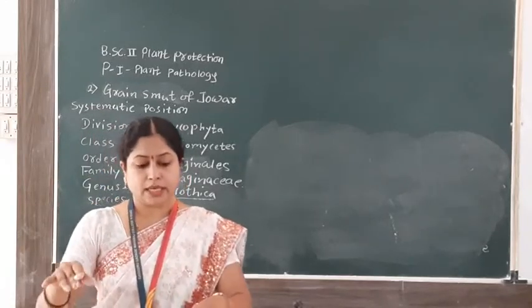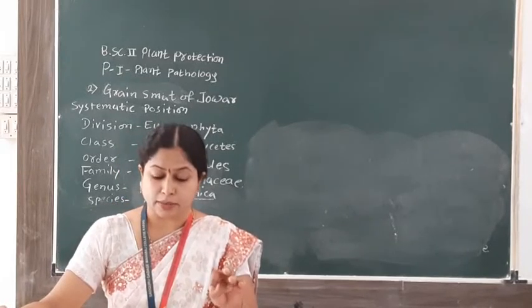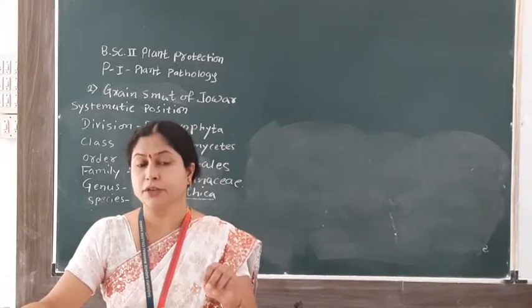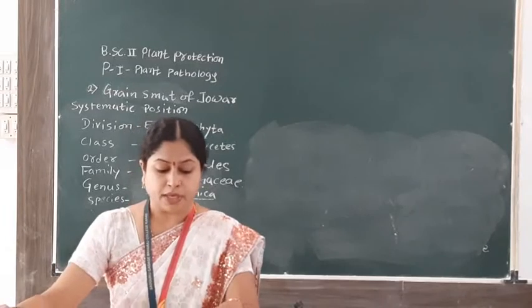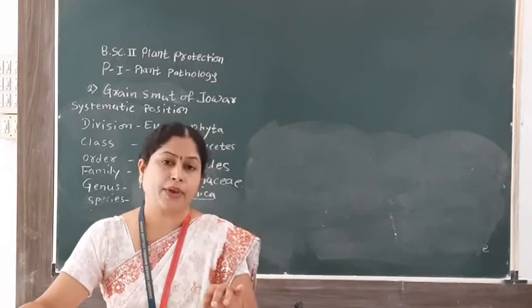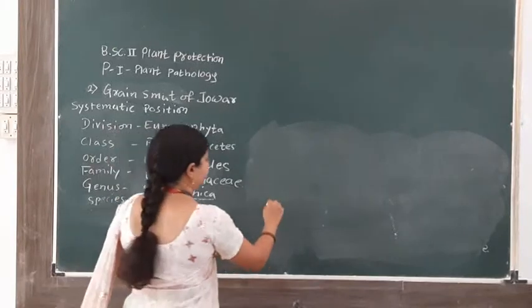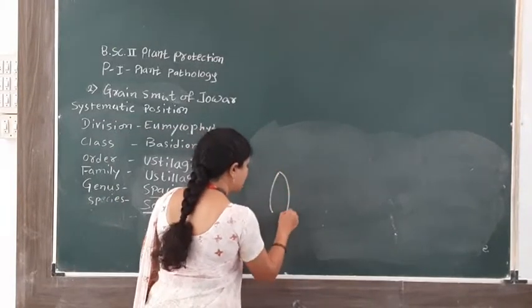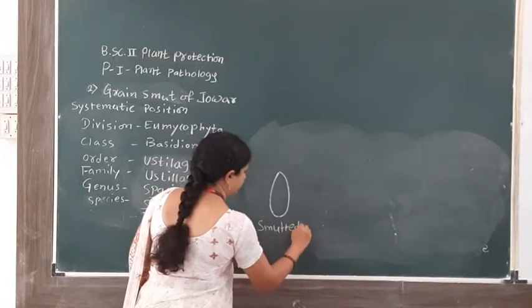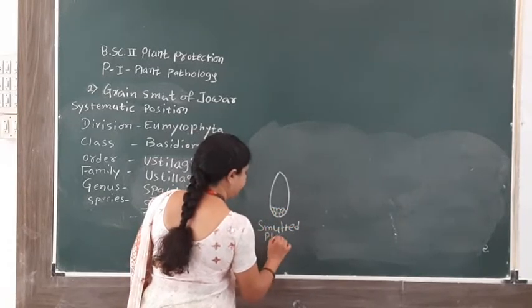Then what about the symptoms? The disease becomes apparent at the time of grain formation. At initial stages, we don't find whether the plant is infected or not, but it becomes apparent at the formation of the grain. Ovaries get affected and transformed into a smut sorus like this. This is the smutted sorus. This is the smutted plant.